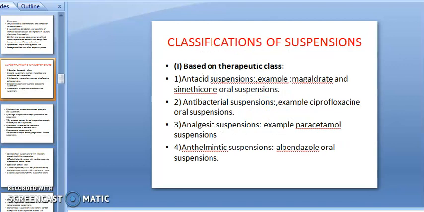Then classification of suspension. We are discussing the classification of suspension. Suspensions are classified first based on therapeutic class. Antacid suspension, example magaldrate and simethicone oral suspension, which reduce the acidity. Antibacterial suspension, example ciprofloxacin oral suspension, which kills the bacteria. Analgesic suspension, example paracetamol suspension, analgesic kills the pain.